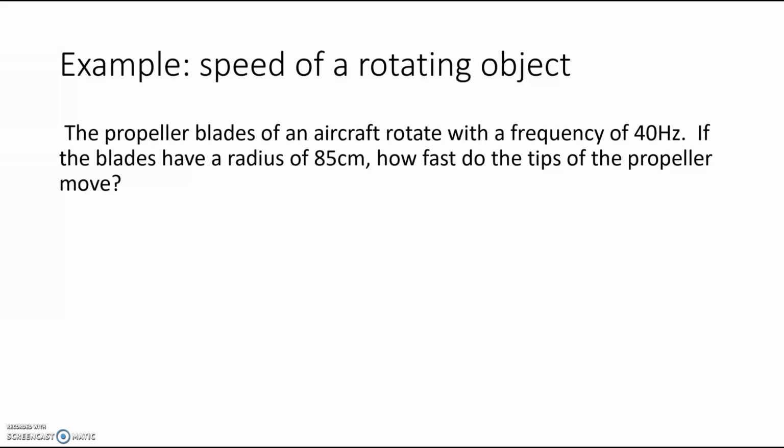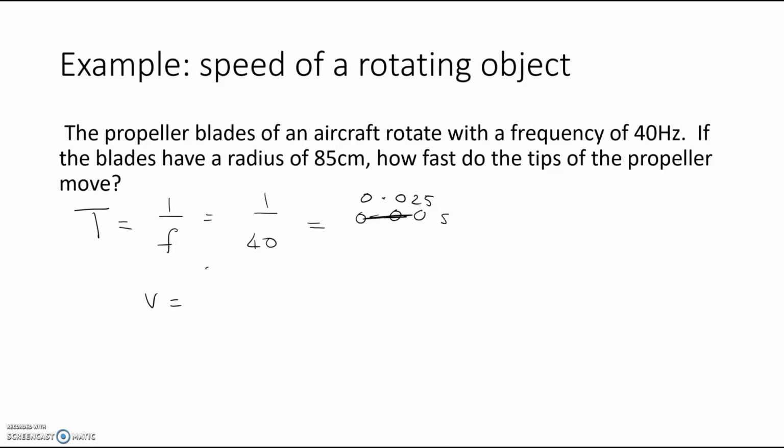As an example, we've got here the propeller blades. I won't even try and draw this one. The propeller blades of an aircraft rotate with a frequency of 40 hertz, and the blades have a radius of 85 centimeters. How fast do the tips of the propeller move? Okay, we're given that T is 1 over f, we know that, and we're given f, so it's 1 over 40. And if we use our calculators, that's 0.025 seconds.